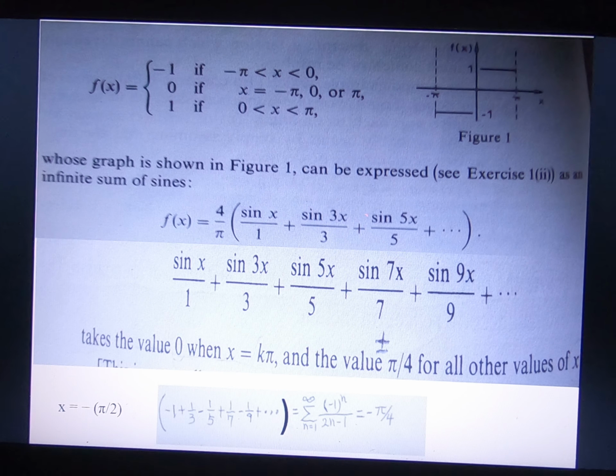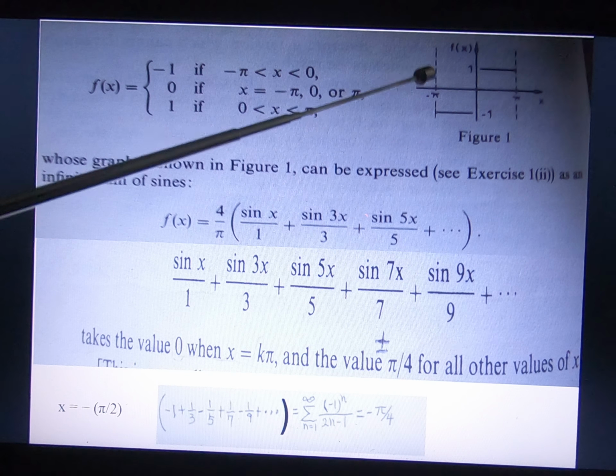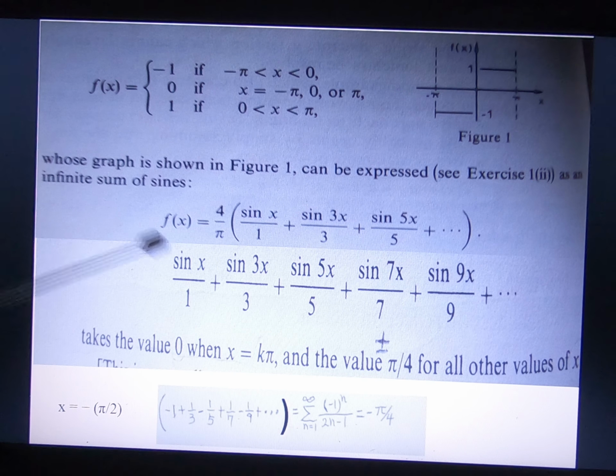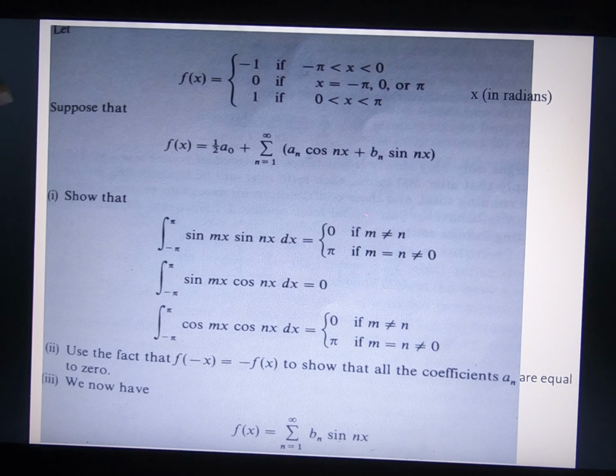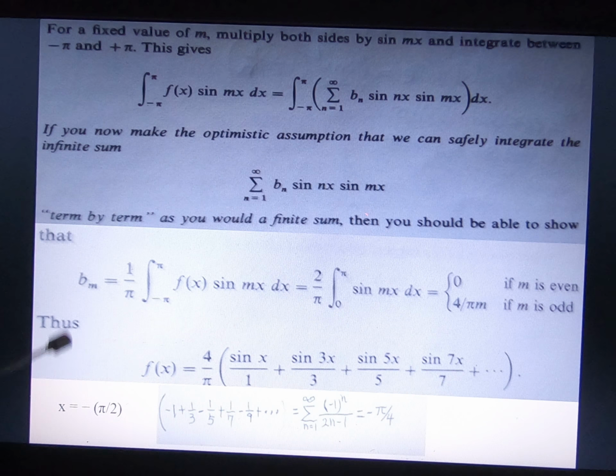Now this is a way to get this series value equal to pi divided by 4, and it starts from this function, and I will show you in the next slide. This starts with this function, and suppose this is equal to cosine plus sine, and you go through this, and eventually you will get the function equal to 4 divided by pi multiplied by this expression, and you can get pi over 4.